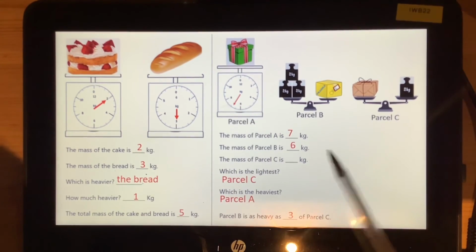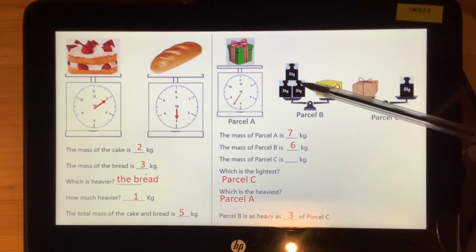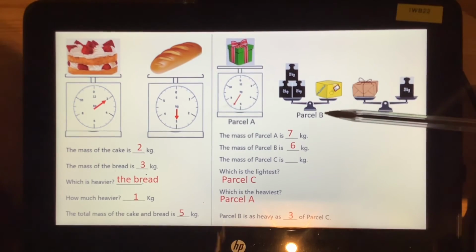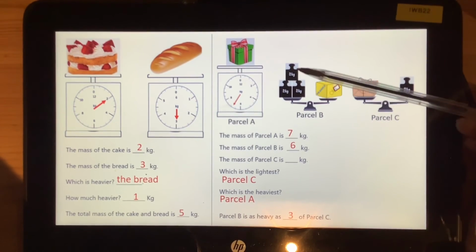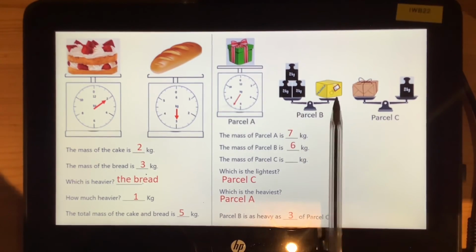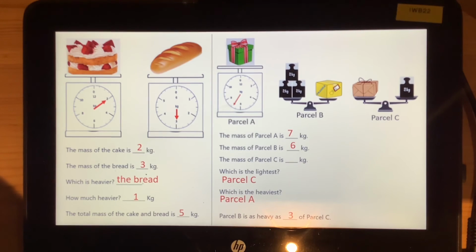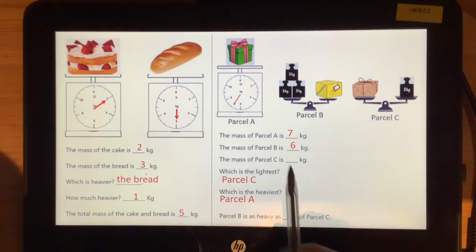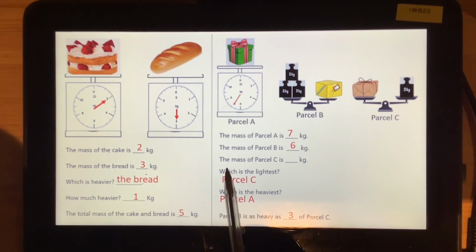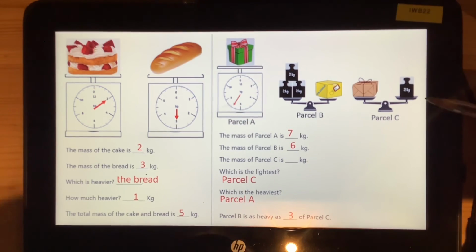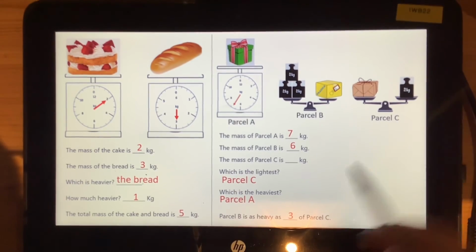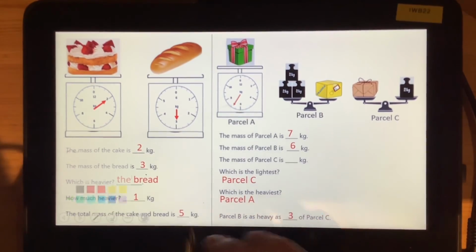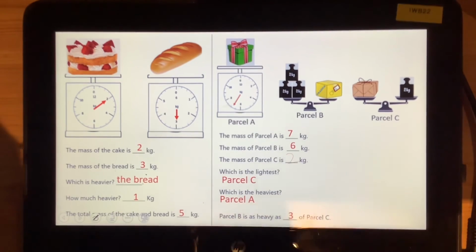Now parcel B required us to count up our scale. Now on our scale we've got 2 kilogram weights and we've got 3 of them. So 2, 4, 6. So this side of the scale had a mass of 6 kilograms. It is balanced, so we know that the mass of parcel B is 6 kilograms. The answer's gone for C. Sorry about that. Well, if we look carefully at parcel C, we can see that there is 1 2 kilogram weight. So we know the mass of parcel C is 2 kilograms.